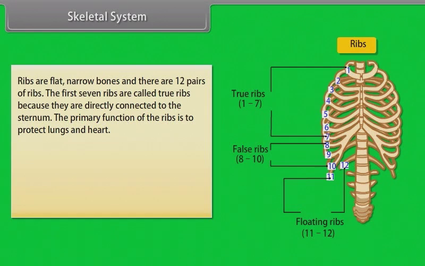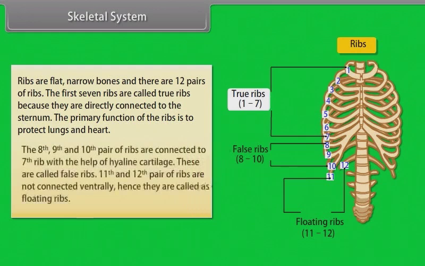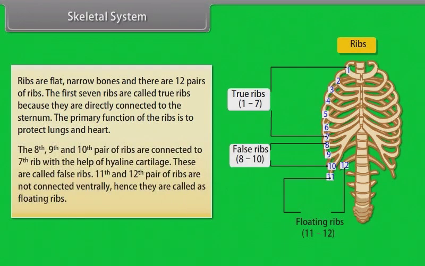The first 7 pairs of ribs are called true ribs because they are directly connected to the sternum. The primary function of the ribs is to protect the lungs and heart. The 8th, 9th, and 10th pairs of ribs are connected to the 7th rib with the help of hyaline cartilage. These are called false ribs. The 11th and 12th pairs of ribs are not connected ventrally. Hence they are called floating ribs.